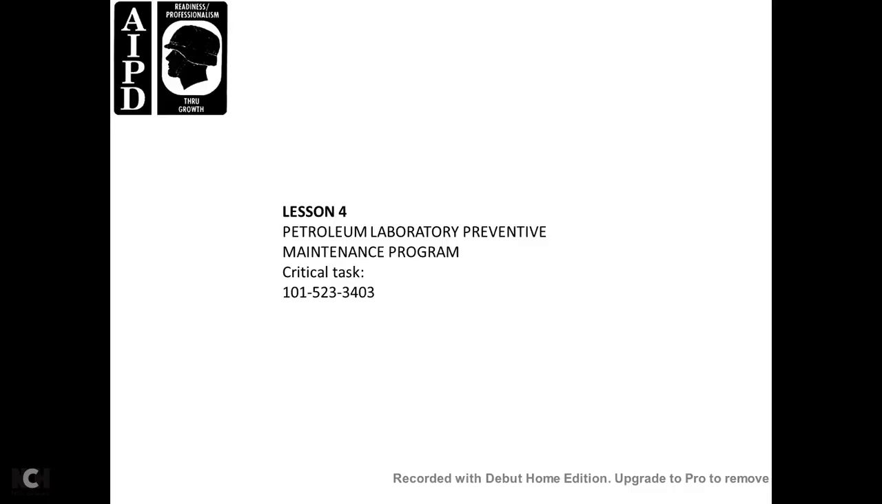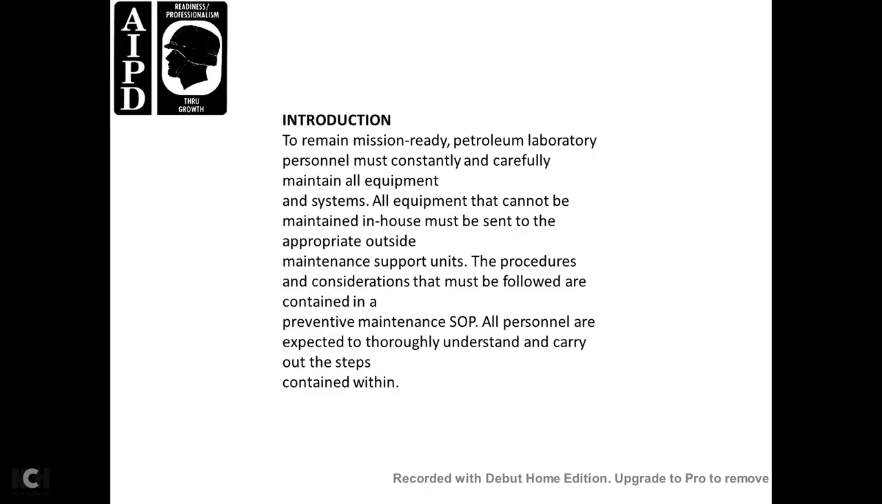Lesson 4, Petroleum Laboratory Preventive Maintenance Program, Critical Task 101-523-3400-03. Introduction: to remain mission ready, Petroleum Laboratory personnel must carefully maintain all the required systems and equipment. Equipment that cannot be maintained in house must be sent to the appropriate outside maintenance support unit. The procedures must be contained within the Preventive Maintenance Standard Authorization Procedure. All personnel are expected to thoroughly understand and carry out the steps contained within.